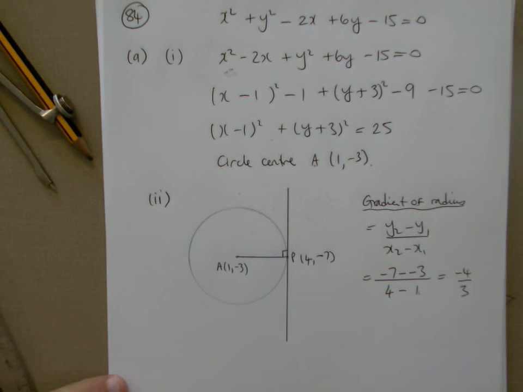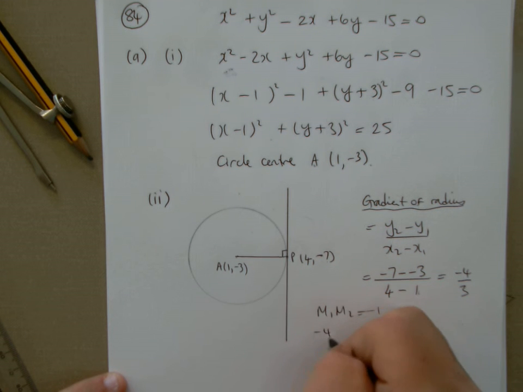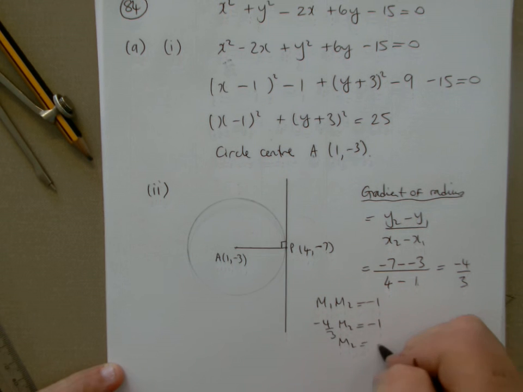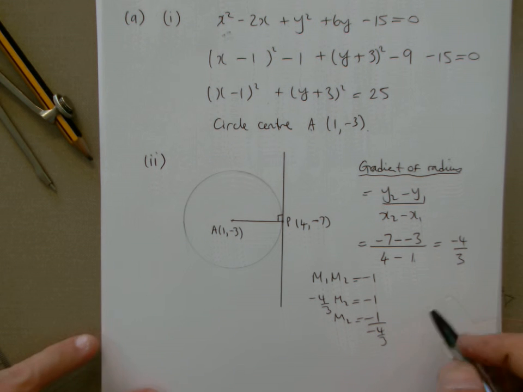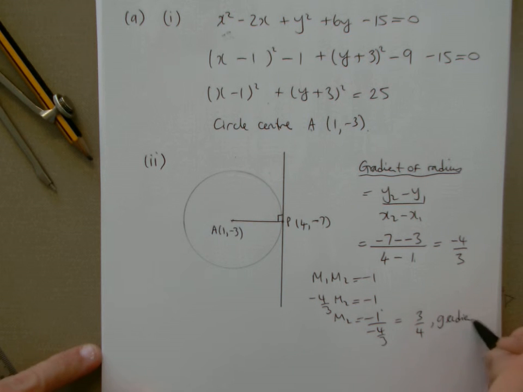Now that's the gradient of the radius, but remember, we want the tangent. So m1 times m2 equals minus 1, minus 4 thirds times m2 equals minus 1. So m2 will be minus 1 divided by minus 4 thirds. Flip that fraction, take the 3 up, so it'll be 3 quarters, and the 2 minuses go. So that's the gradient of the tangent.